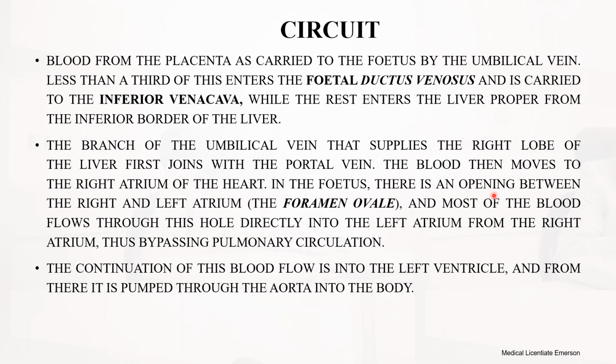Then there is an opening between the right and the left atria, the foramen ovale, which is a connection between the right and the left atrium. Most of the blood flows through this wall directly into the left atrium from the right atrium, thus bypassing the pulmonary circulation.